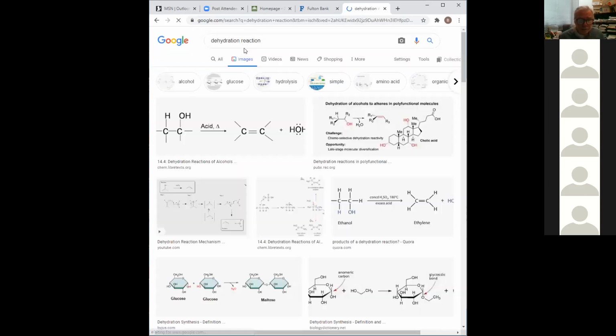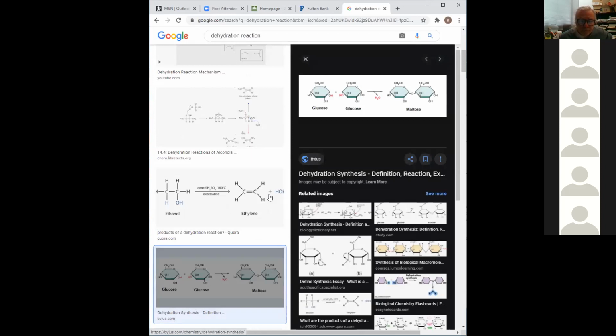Dehydration reaction. Okay, here we go. Two glucoses. There's number 4 for that glucose. There's number 1 for this glucose. And we're going to take away an oxygen here, a hydrogen, another hydrogen, leave an oxygen behind it, and that's water, that's H2O. And there's an oxygen that's linking the 1 and the 4 to make maltose. That's it. That's a dehydration reaction.